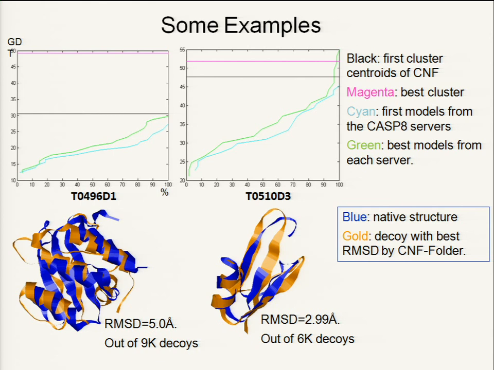And for TO510D3, we generate only 6,000 decoys, and this RMSD is 2.99 Angstrom.